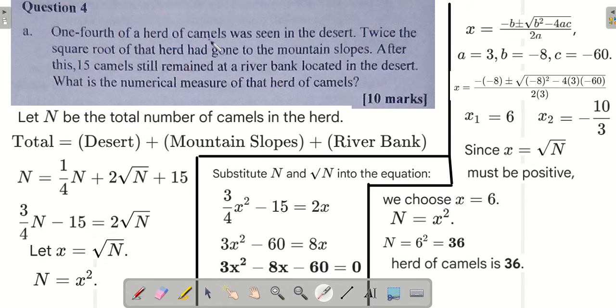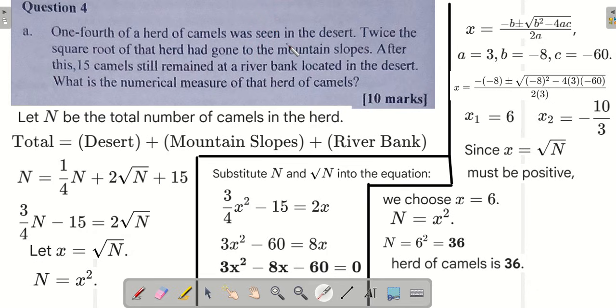Had gone to the mountain slopes. After this, 15 camels still remain at a river bank located in the desert. What is the numerical measure of that herd of camels? So this is a very simple question. Now let's start with n. Let n be the total number of camels in the herd.